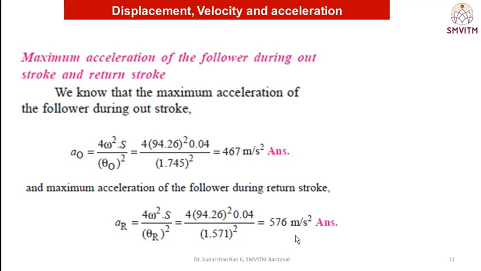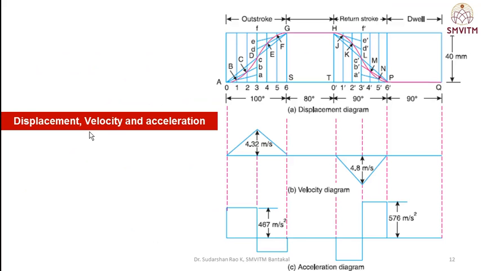The accelerations are 467 and 576 meters per second square. Then the displacement, velocity and acceleration: this is the displacement diagram. Then the velocity is 4.32 meters per second for ascending, and for descending it is 4.8 meters per second; this is the nature of the graph.